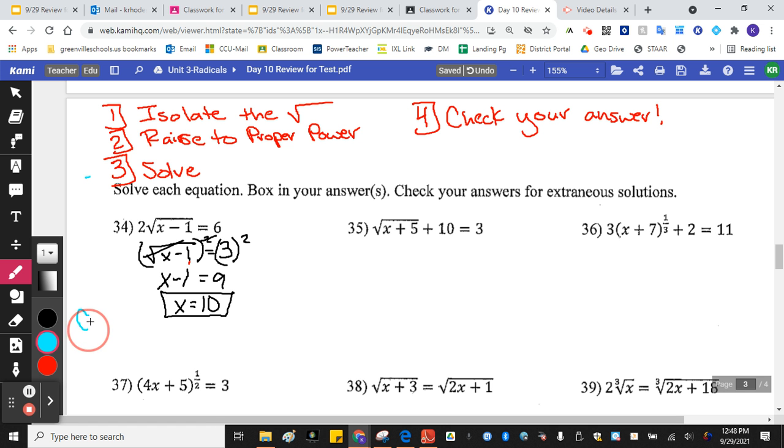To check your answer, you show me 2 steps. You plug it back into the original equation, and the left side equals the right side. So I'm going to plug 10 into the original equation. And this left side equals the right side. So you can put all that in the calculator: 2 square root of 10 minus 1. Or do it in your head. 10 minus 1 is 9. Square root of 9 is 3. 2 times 3 is 6. So your answer is right.